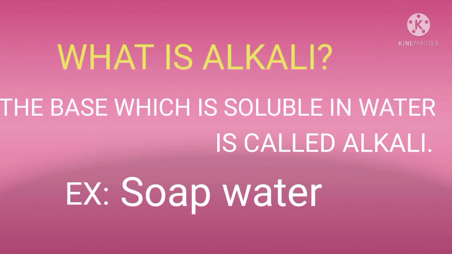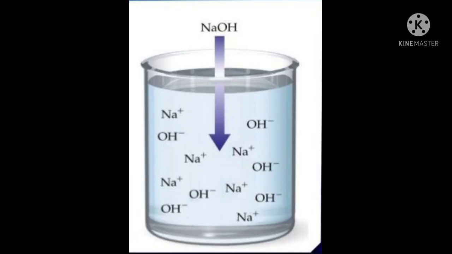What is alkali? The base which is soluble in water is called alkali. Example: soap water. Soap is dissolved in water, then that will convert to Na+ and OH- ions. Dear students, observe this image closely.